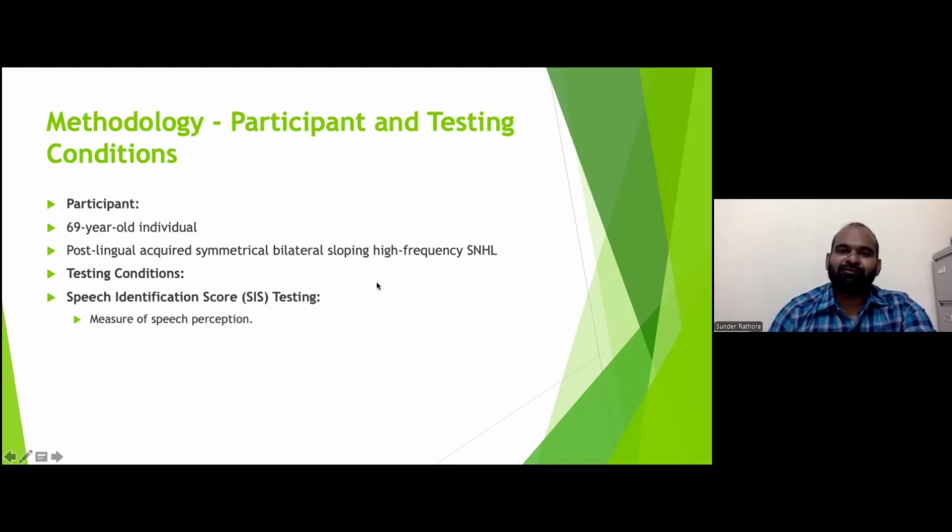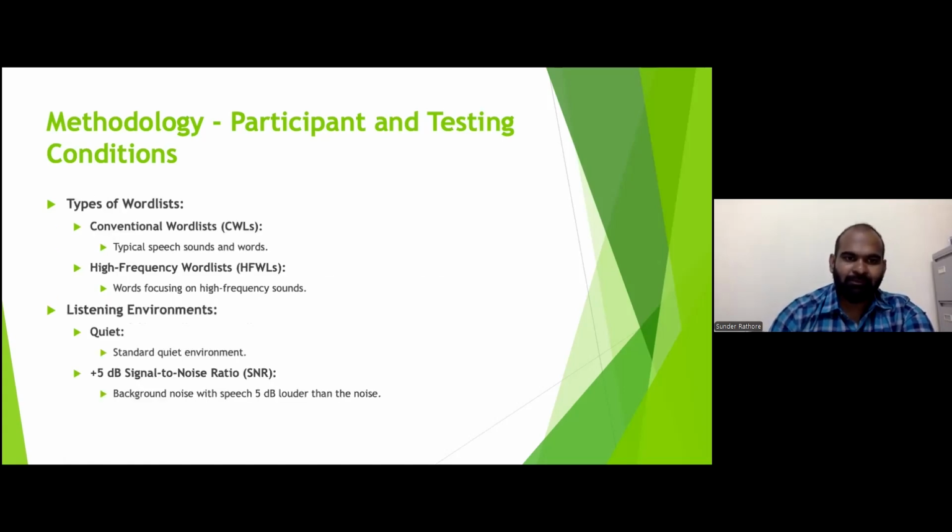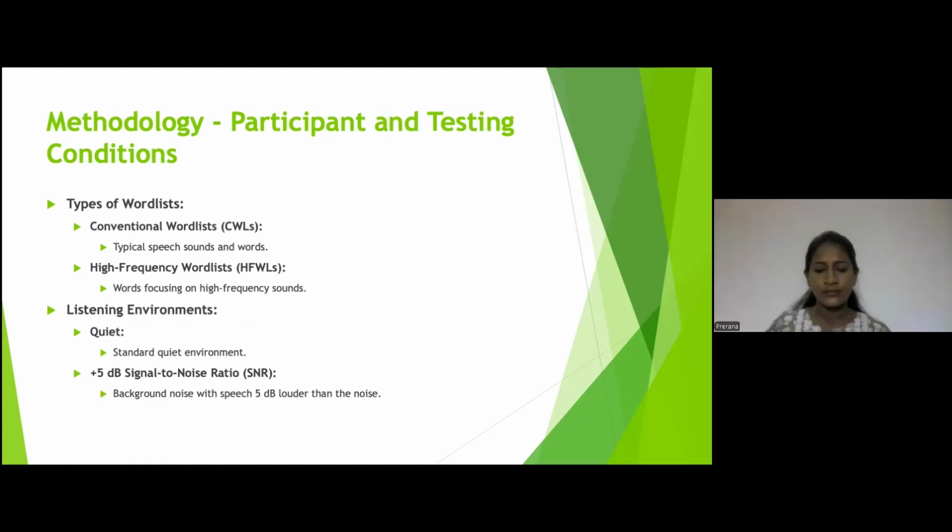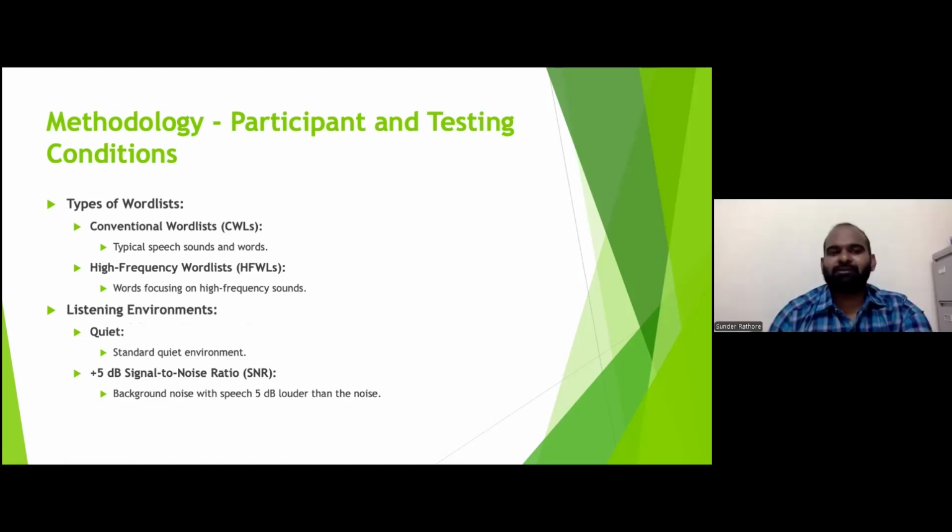Coming to the methodology of this study, the participant was a 69-year-old individual with postlingual acquired symmetrical bilateral sloping high frequency SNHL. Testing conditions were speech identification score, SIS testing, a measure of speech perception. So the types of word list: the conventional word list, typically speech sounds and words, and the high frequency word list, words focusing on high frequency sounds.